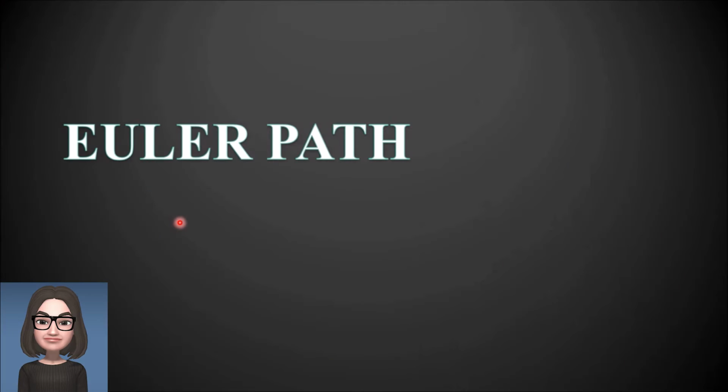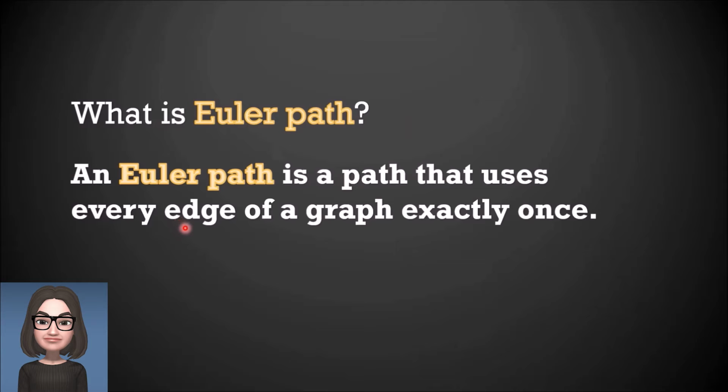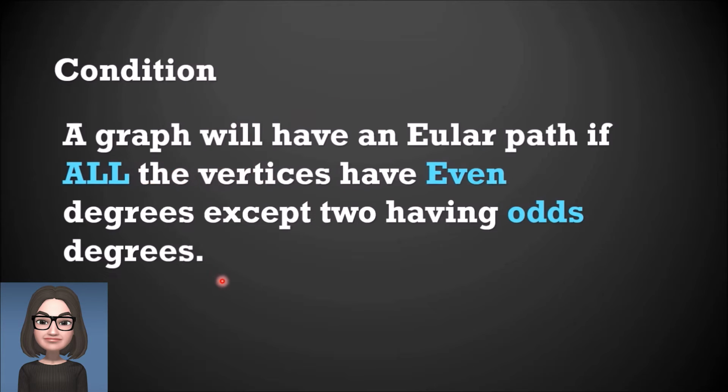Okay, hi everyone, I'm Serene. Let us continue to Euler path. So what is an Euler path? An Euler path is a path that uses every edge of a graph exactly once.